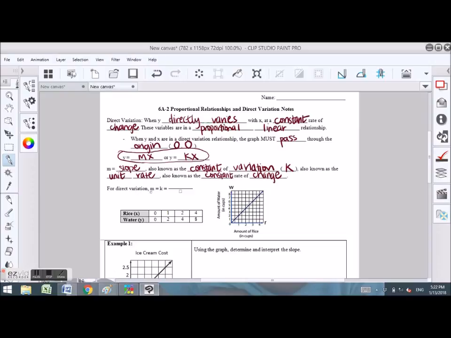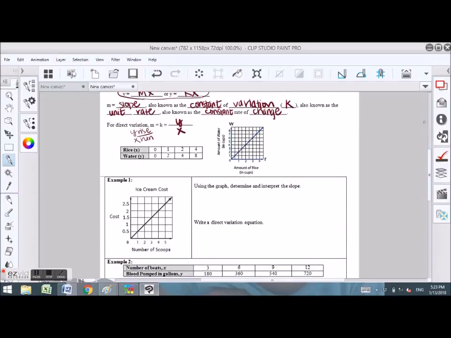So, remember when we talked about slope, we said that m was equal to rise over run. Now, rise on a graph is the y variable, and the run is the horizontal variable, which is x. So, when we're talking just about direct variation, the slope is equal to the constant of variation, m equals k, which is equal to y over x. That's all you have to do. You have to find out how much y changes for every time x changes. So, let's go ahead and look at these examples.